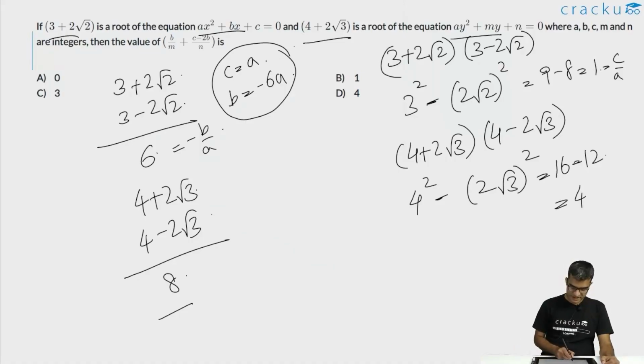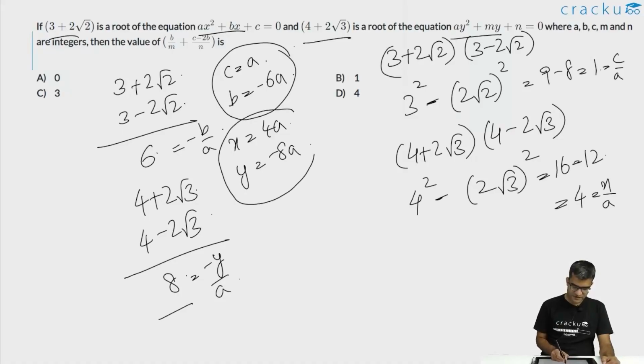So this would imply that minus y by a is equal to 8 and n by a is equal to 4. Or the value of n is equal to 4a and the value of y is equal to minus 8a. So we have the values of each one of them in terms of a. We'll calculate the value of B by M. What is B by M? B by M will be minus, sorry, this is 8 is actually equal to minus M by A.